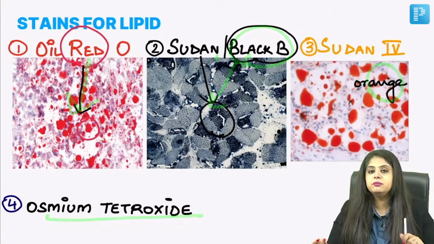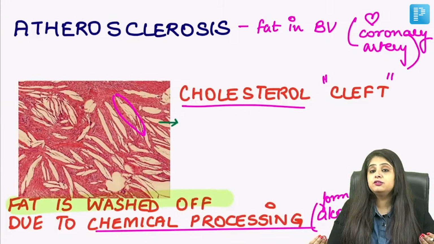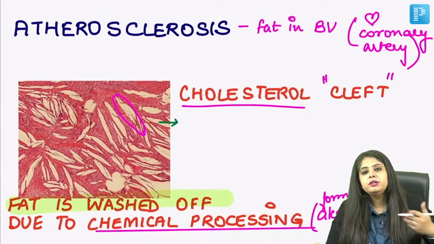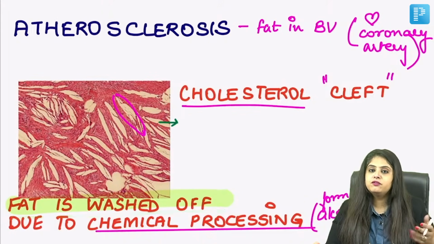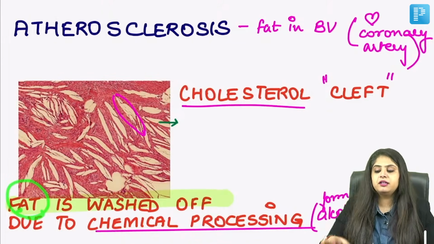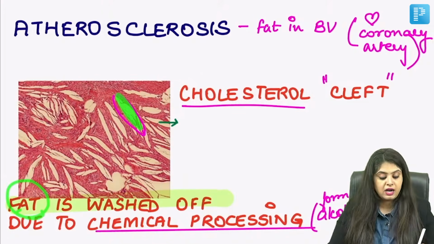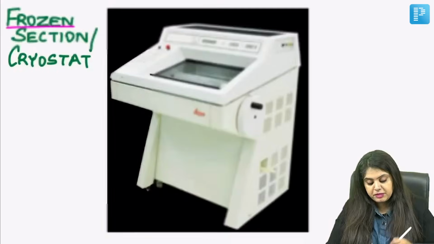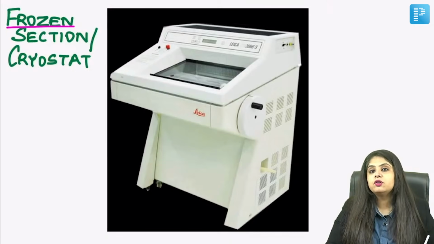But you will say, coming back, ma'am, the problem is that so many things, pathology has done so many advances, and till now you could not stop fat from washing off and running off. What is this? I want to see. You are bent upon the fact कि मुझे तो फैट को देखना है अंडर द माइक्रोस्कोप, यहाँ पर मुझे फैट देखना है. You can't let it wash off. Is there any special machine that has come up? Yes, there is a machine called frozen section or cryostat.